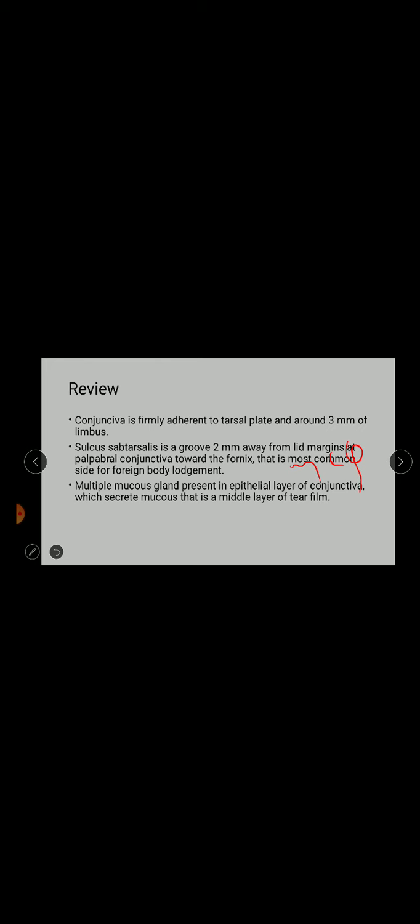Multiple mucus glands are present in the epithelial layer of the conjunctiva, which secrete mucus. And the mucus forms a layer of the tear film. How many layers are there in the tear film? There are three layers. Anteriormost is the lipid layer, the middle layer is the aqueous, and posteriorly there is a mucus layer.